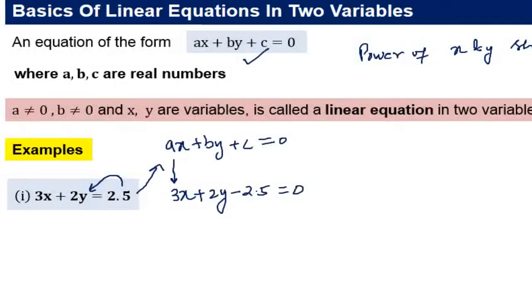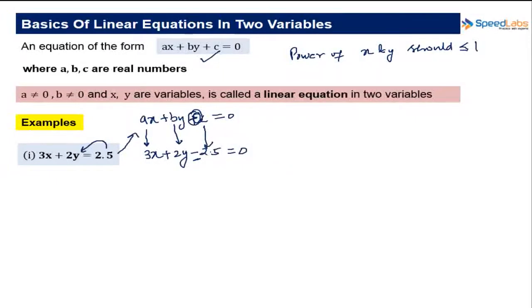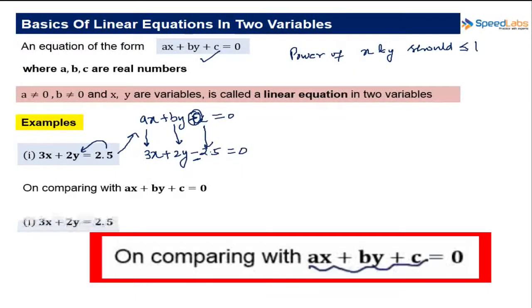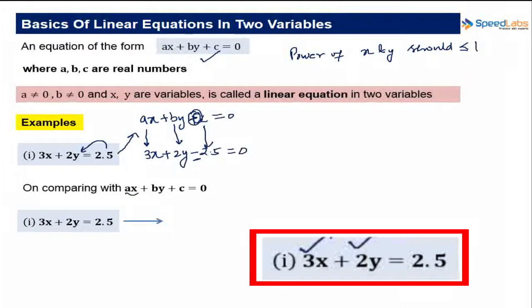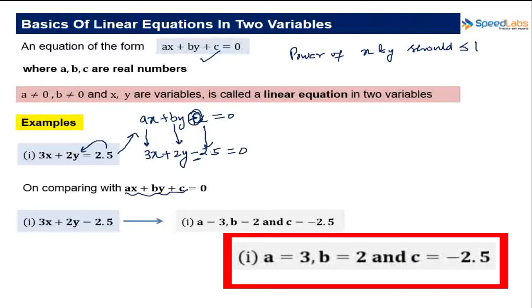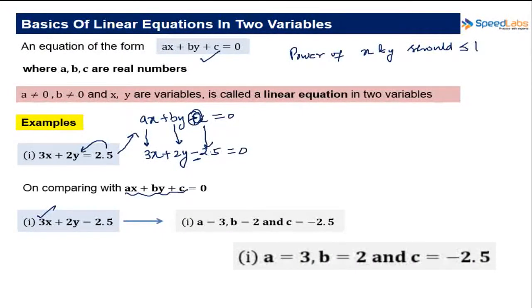Now what is the value of a? The value of a is 3. What is the value of b? It is 2. And what is the value of c? It will be minus 2.5 because here you can see the positive sign, but here there is a negative sign. So c will be minus 2.5. So if you compare this equation with the standard form, a will be 3, b will be 2 and c will be minus 2.5.